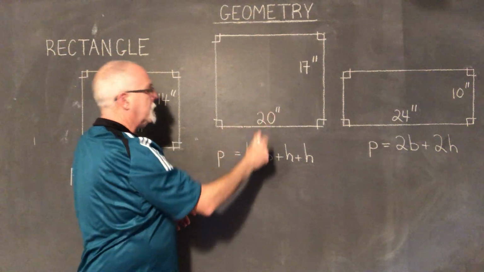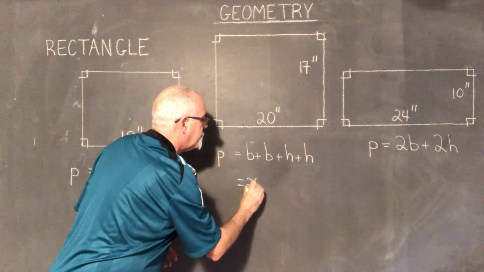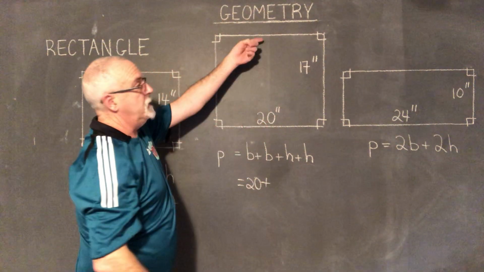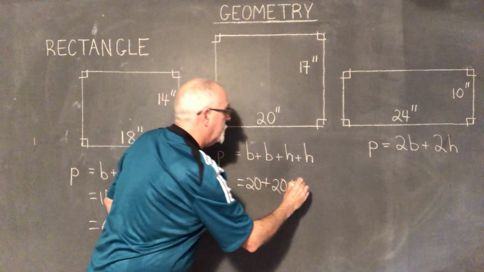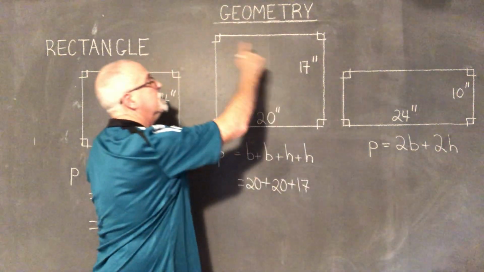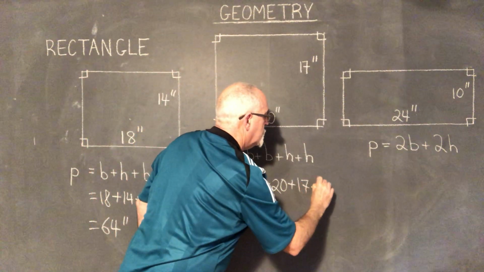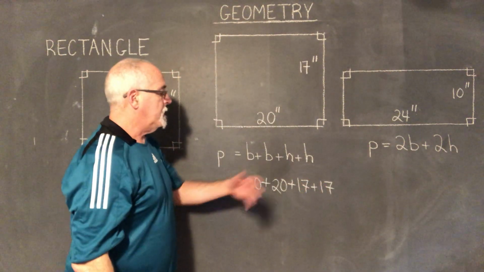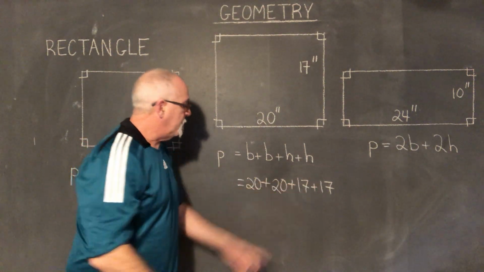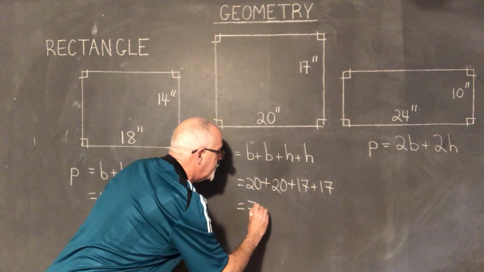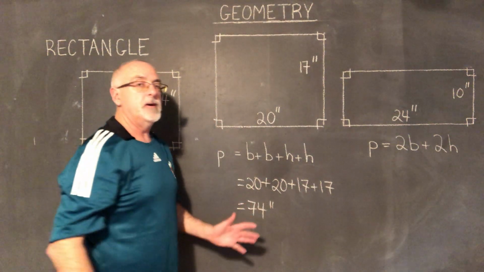So the base of this rectangle is 20 inches. And then, of course, the side opposite is also 20 inches. The height is 17, and the side opposite that height is also 17. And now we add them together and we get our perimeter. 20, 40, 50, 60, 67, 74. 74 inches is the perimeter.